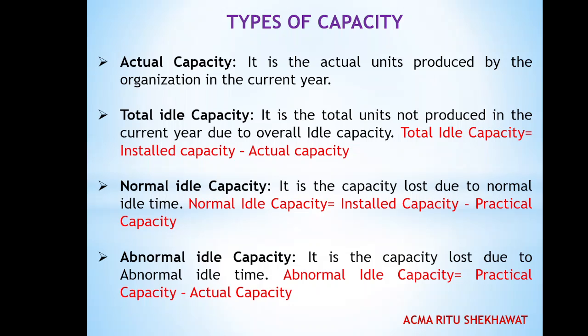And normal idle capacity also, I can give you one example. We as human beings are also installed with a capacity of 24 into 7 hours, and that is our maximum installed capacity, 24 into 7 into 365 days. But as human beings, we have to sleep for a maximum of 7 to 8 hours, 8 to 9 hours. We have to go for food, to freshen up, sleep, yoga.